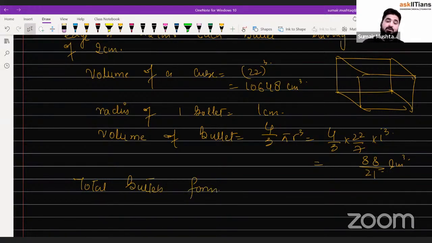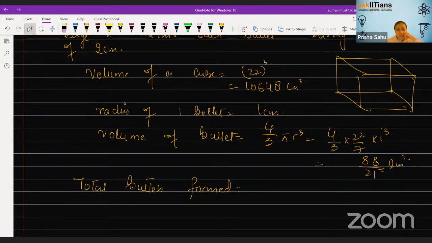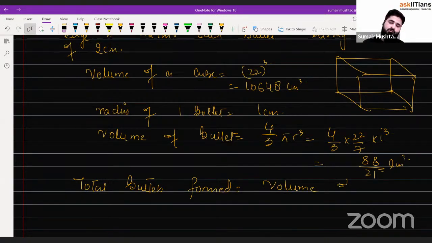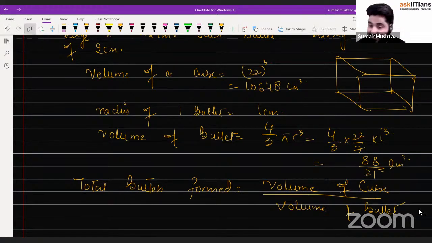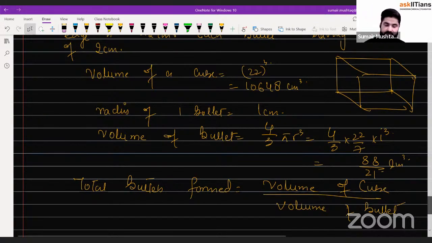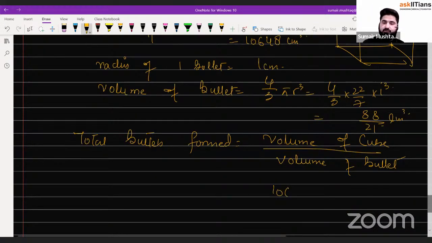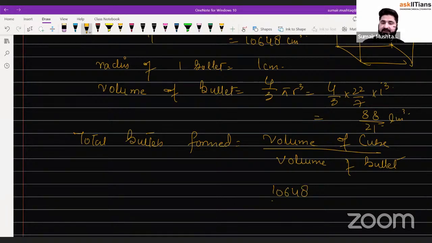Okay, so total bullets formed will be the volume of cube divided by the volume of a bullet. Just divide it, get the answer. That is 10648 divided by 88 by 21. That is 10648 multiplied by 21 divided by 88.